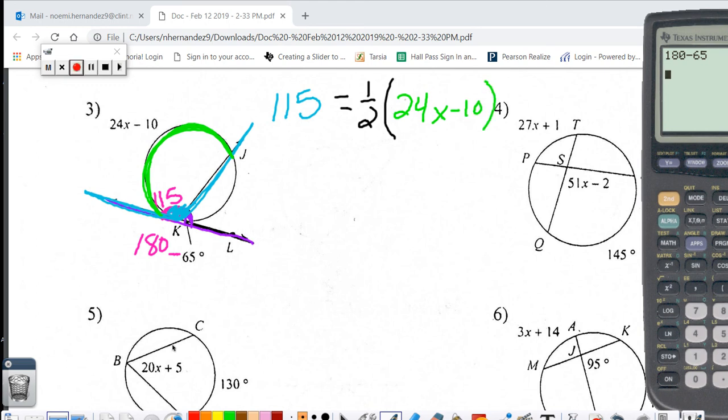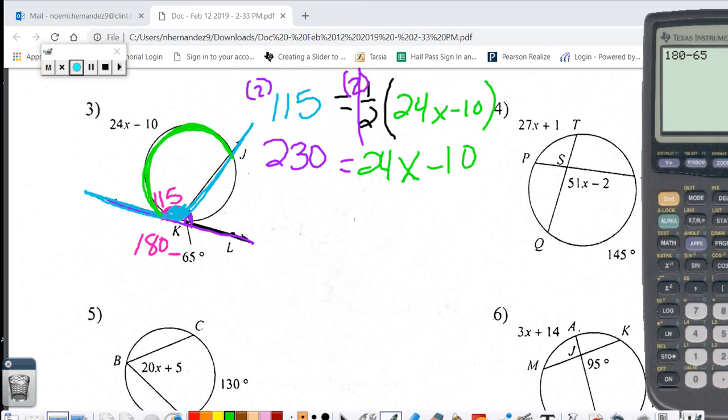Okay, remember we have an option to get rid of the 1/2. So I can distribute or I can multiply times 2. I find it easier to multiply times 2. So I'm just going to go ahead and do that. If I do 115 times 2, that's going to give me 230 equals 24x minus 10.